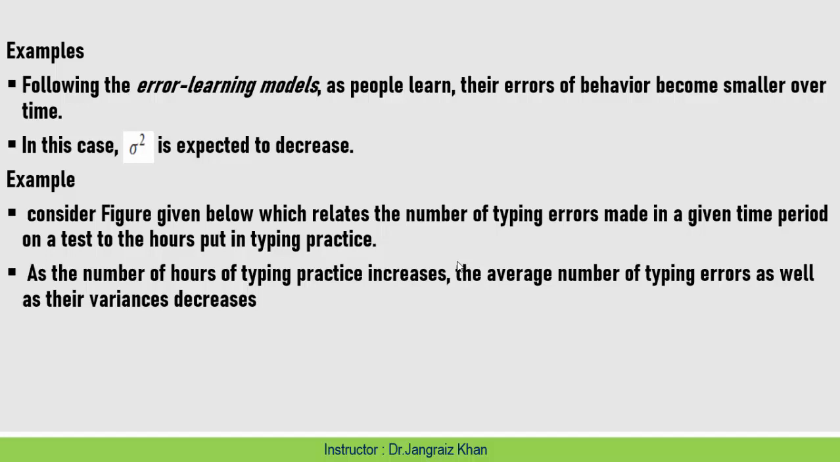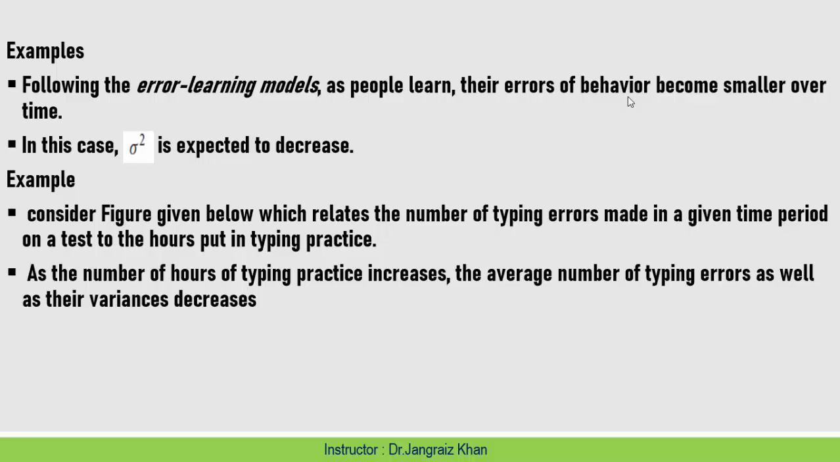We can discuss it with the help of an example as well, the error learning model. As people learn, their errors of behavior become smaller over time. Means as we learn more and more, the errors decrease. If we take the example of language, as we have more and more practice, the errors in the language decrease. Similarly, in typing, as the typing practice increases, the error decreases, which means that in this case the variance is expected to decrease.